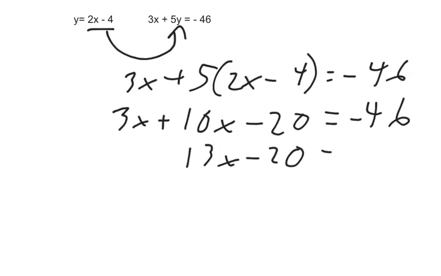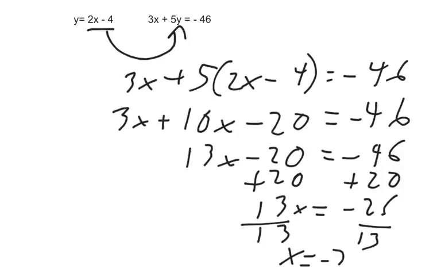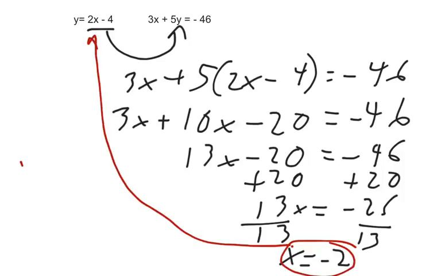13x minus 20 equals negative 46. Add 20 to both sides, and 13x equals negative 26. Divide by 13, x equals negative 2. Take that negative 2 and plug it back in here to get y equals 2 times negative 2 minus 4. Now that turns out to be negative 8, and there's my answer.